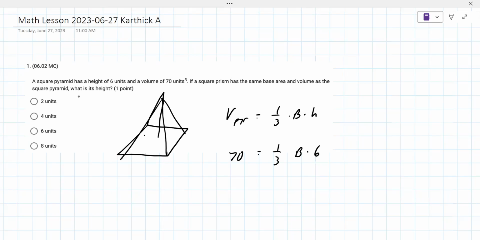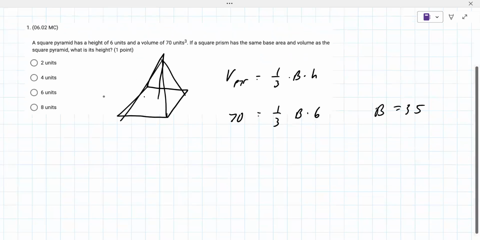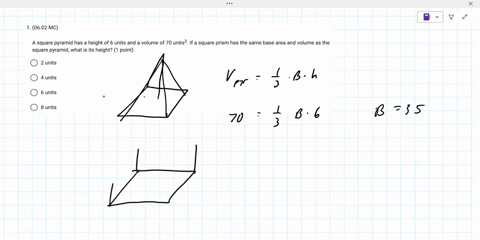I got 35. Okay, so the base is 35. So now we have a square prism, and the base is 35. It says it has the same base, okay?